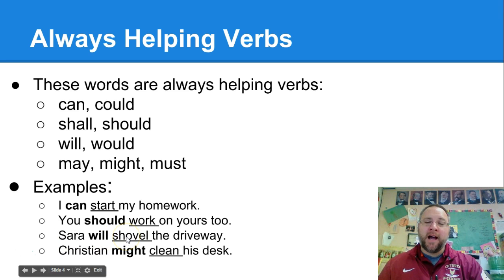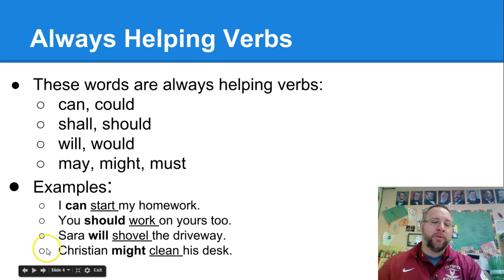The next example, Sarah will shovel the driveway. Now, shovel can be a noun, but shovel can also be a verb. Ask yourself, is Sarah shoveling in this example? Or are we referring to the shovel as a noun? In this sentence, shovel is actually the verb. The word before it is will. It tells us when the action takes place, and the action will take place in the future.